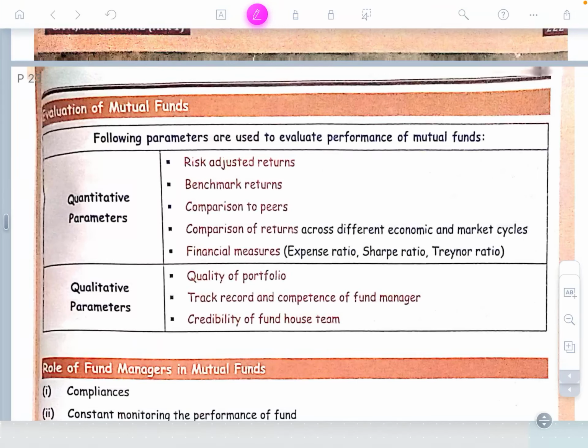Evaluation of mutual fund. How to evaluate? The following parameters are used to evaluate the performance of mutual funds. What are the parameters? Quantitative parameter and qualitative parameter. That has two major parameters. Inside quantitative parameter: risk adjusted return, benchmark return, comparison to peers, comparison of return across different economic market cycles, and financial measures, for example expense ratio, Sharpe ratio and Treynor ratio. These are the ratios to be compared.